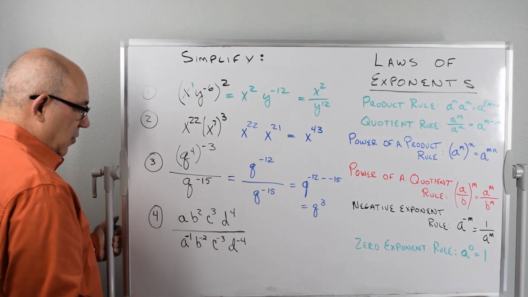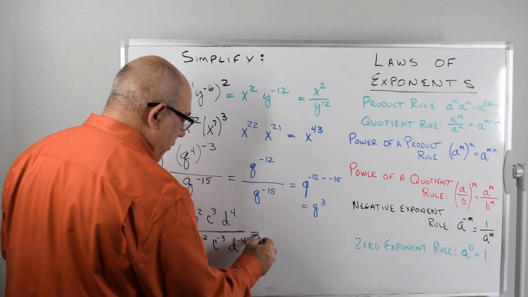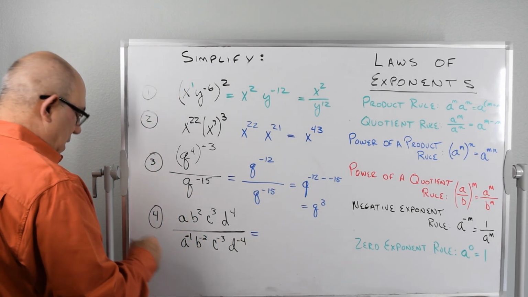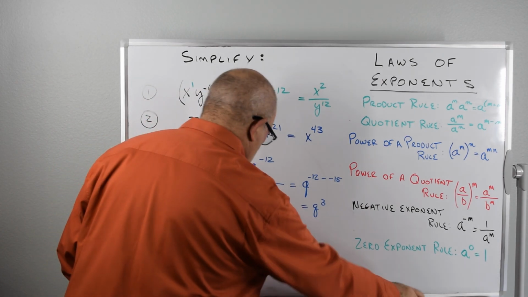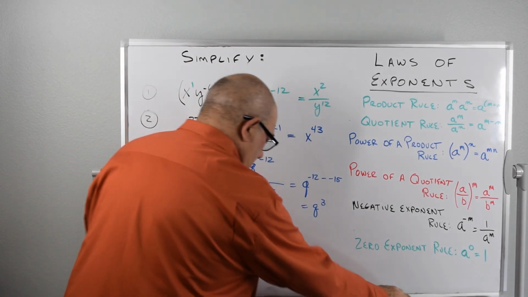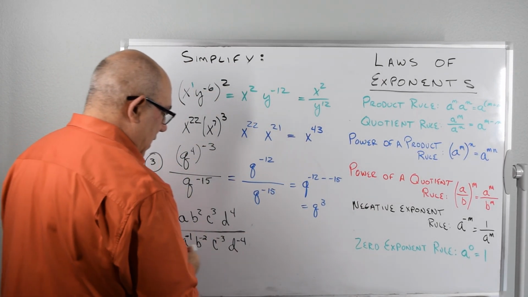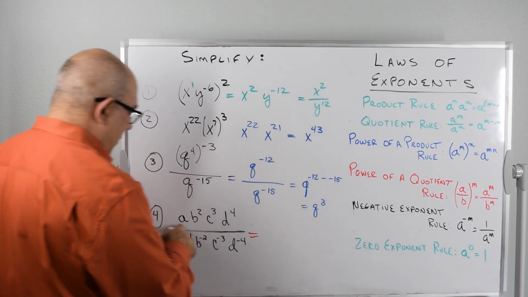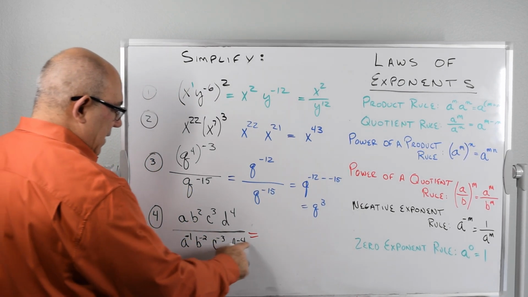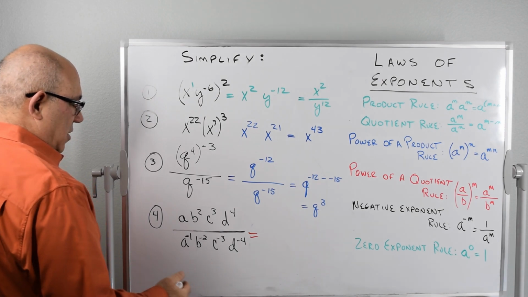Now here's an interesting one. Here we have 4 terms, okay? We have 4 terms, and we have some funky things because we have these minuses in the bottom of the equation, right?